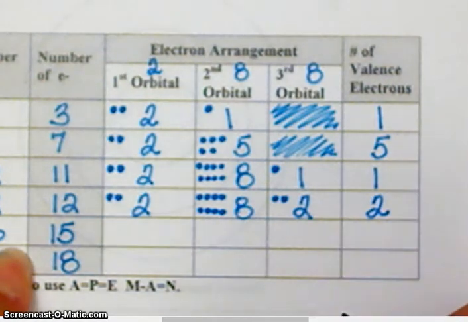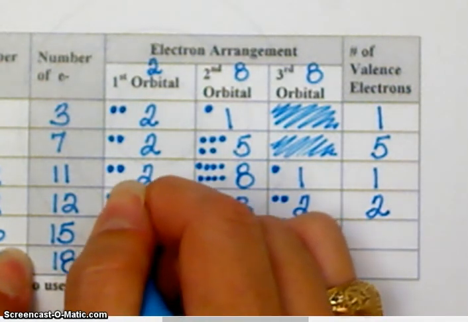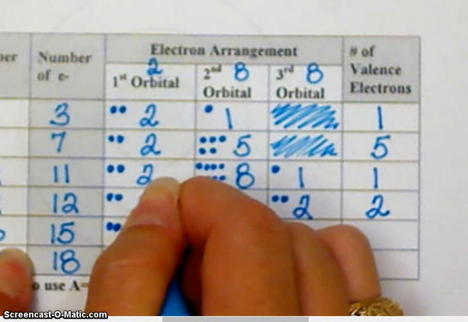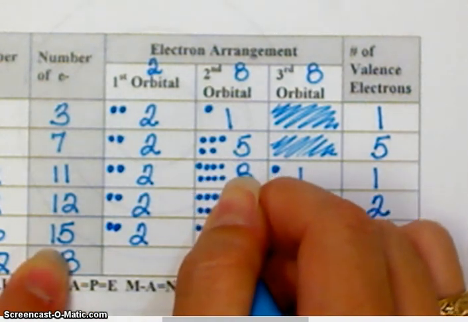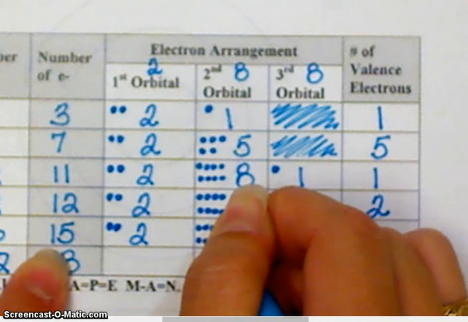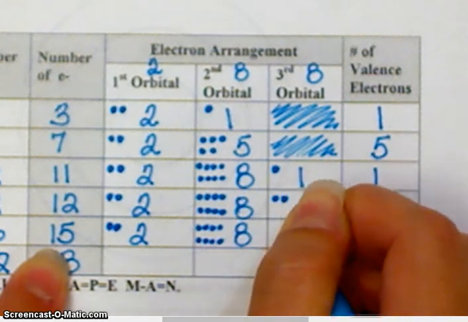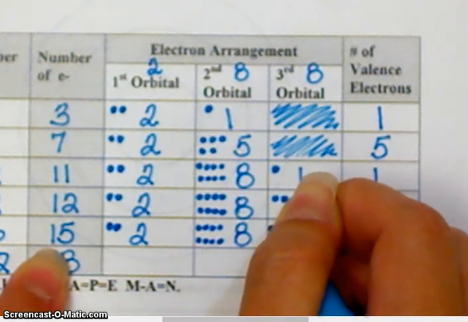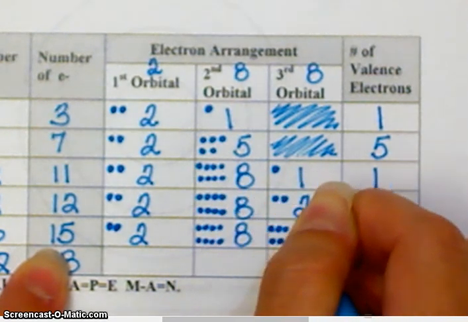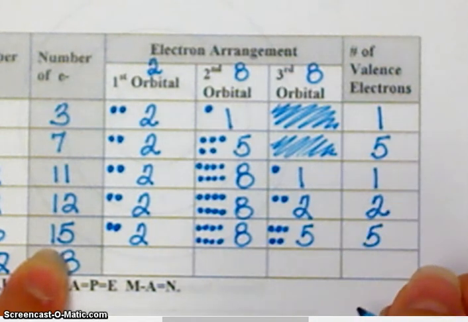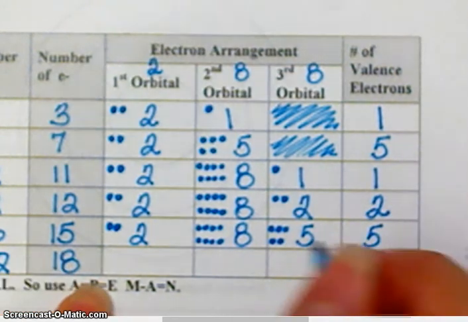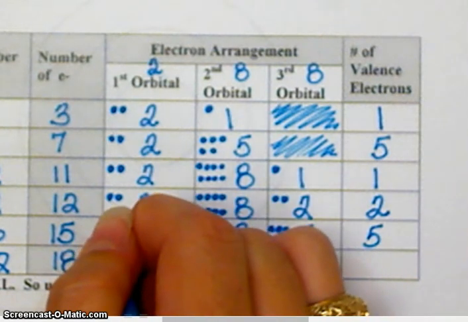Okay, phosphorus has a total of 15 electrons. 2 electrons can go in the first energy level, 8 electrons in the second energy level, and then the other 5 electrons go in the third energy level. So 5 valence electrons. Okay, argon has a total of 18 electrons.